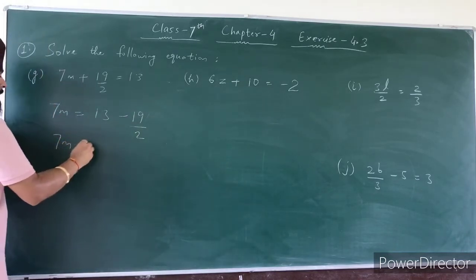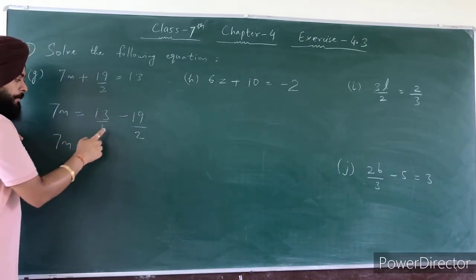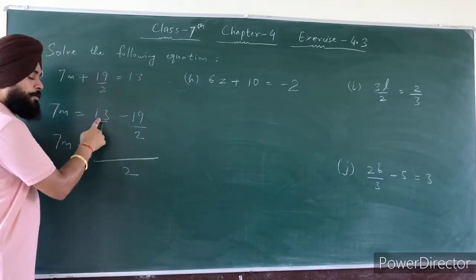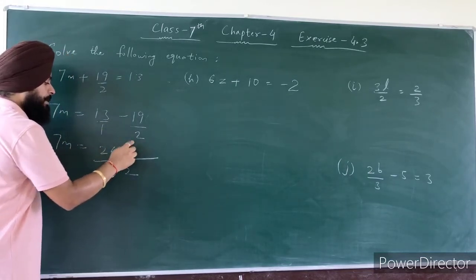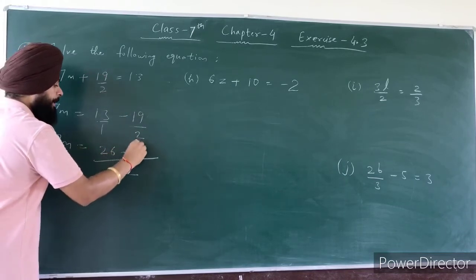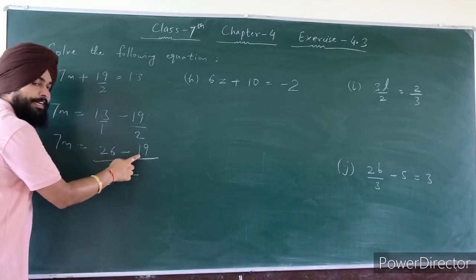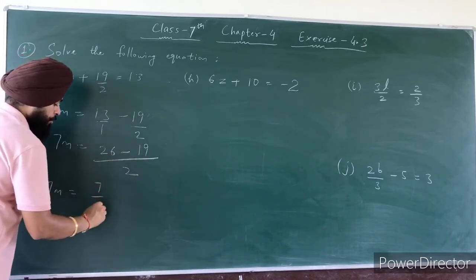Now the next step is you can take the LCM of this 1 and 2, and the same is what, 2. So 1 can is a 2, 2 is a 2 into 13, 26. 2 can is a 2, 1 is a 1 into 19, 19. So 7m is equal to 26 minus 19, so it is 7 over 2.